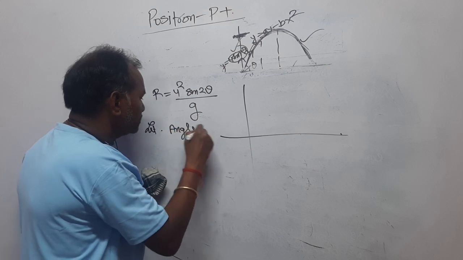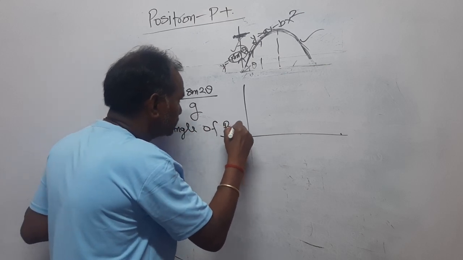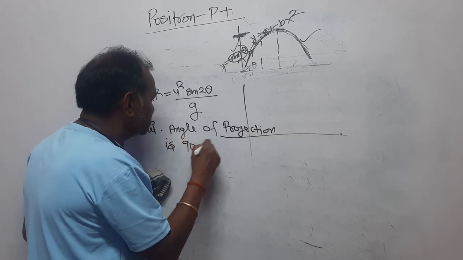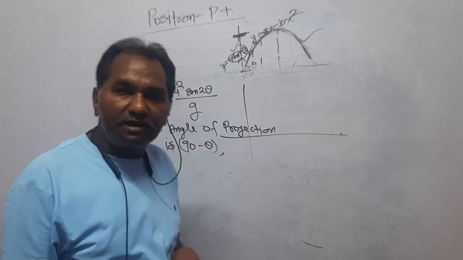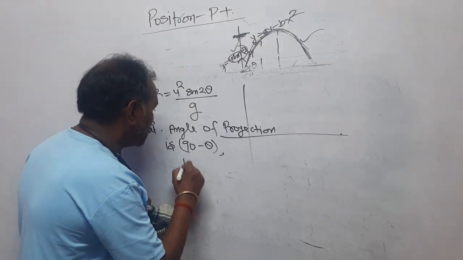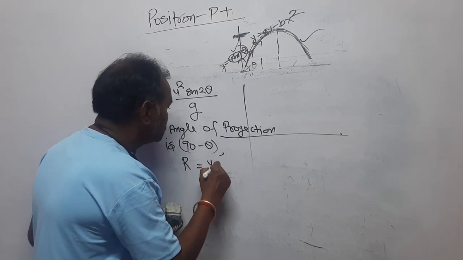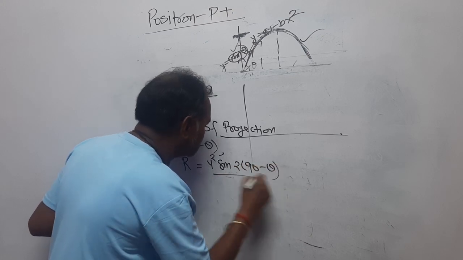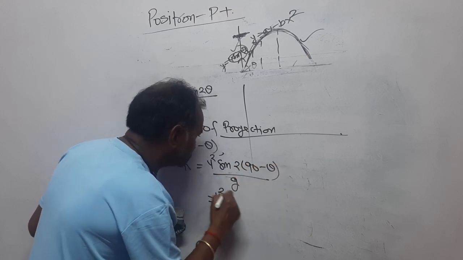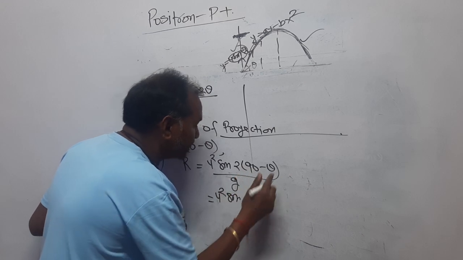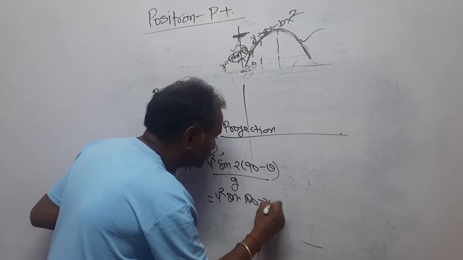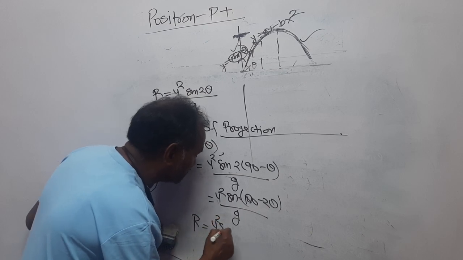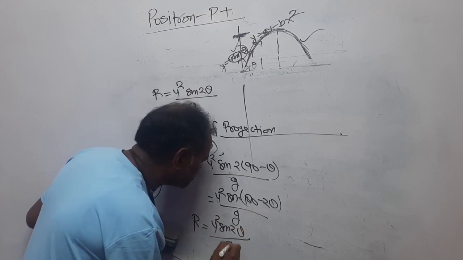the angle of projection be 90 minus theta rather than theta. Then what happens? R is equal to, in this case, u square sine 2 (90 minus theta) over g, or it becomes u square sine (180 minus 2 theta) over g, or R is equal to u square, again, sine 2 theta upon g.